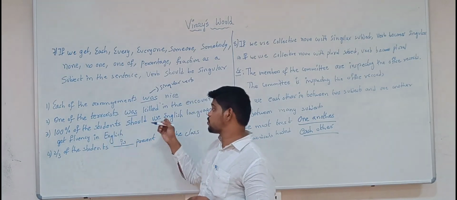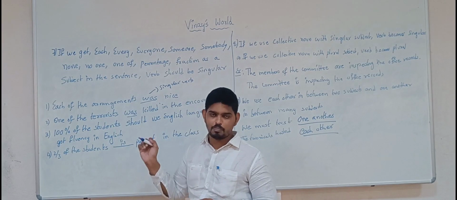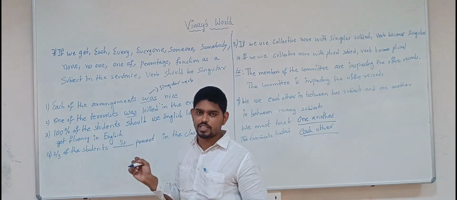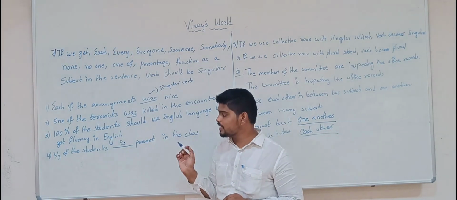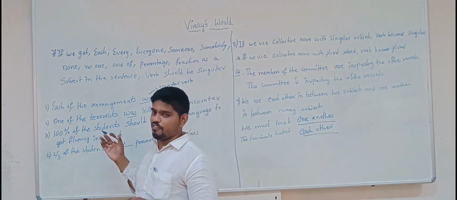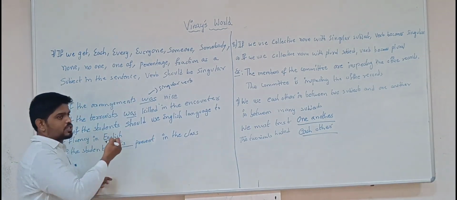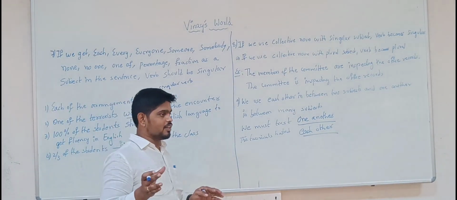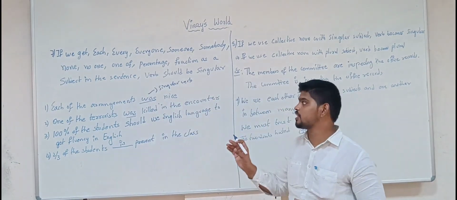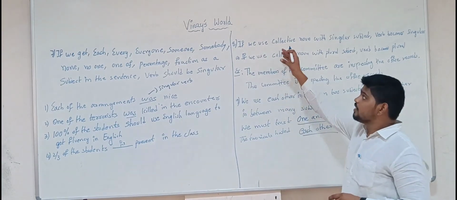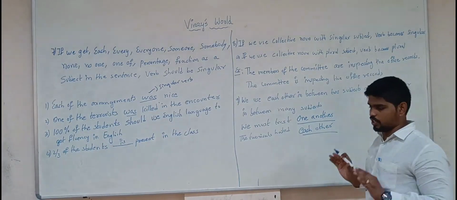Next, 100% of the students should use English language to get fluency in English. When we use the percentage as a subject in a sentence, obviously verb should be singular. This is all according to the rule. And then when we are using a fraction like 2/3 of the students dash present in the class means "is". You should not use "are", because when we use a fraction as a subject in a sentence, we should use only singular verb.